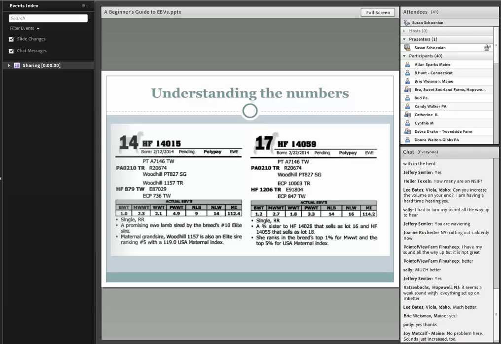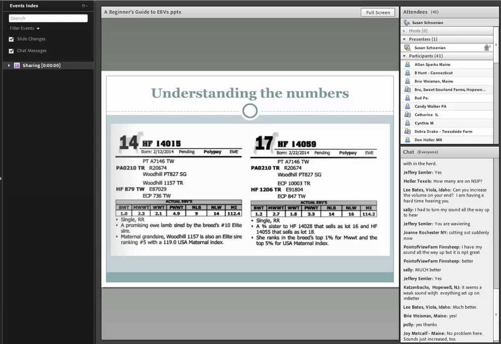If you went to buy a ram, and the rams or ewes had EBVs, this might be what's in the sale catalog. This is from the Center of the Nation sale, which is an NSIP sale in Iowa, multi-breed, and this is for a couple of Polypay ewes. This is a lot easier to read. You can see the table.